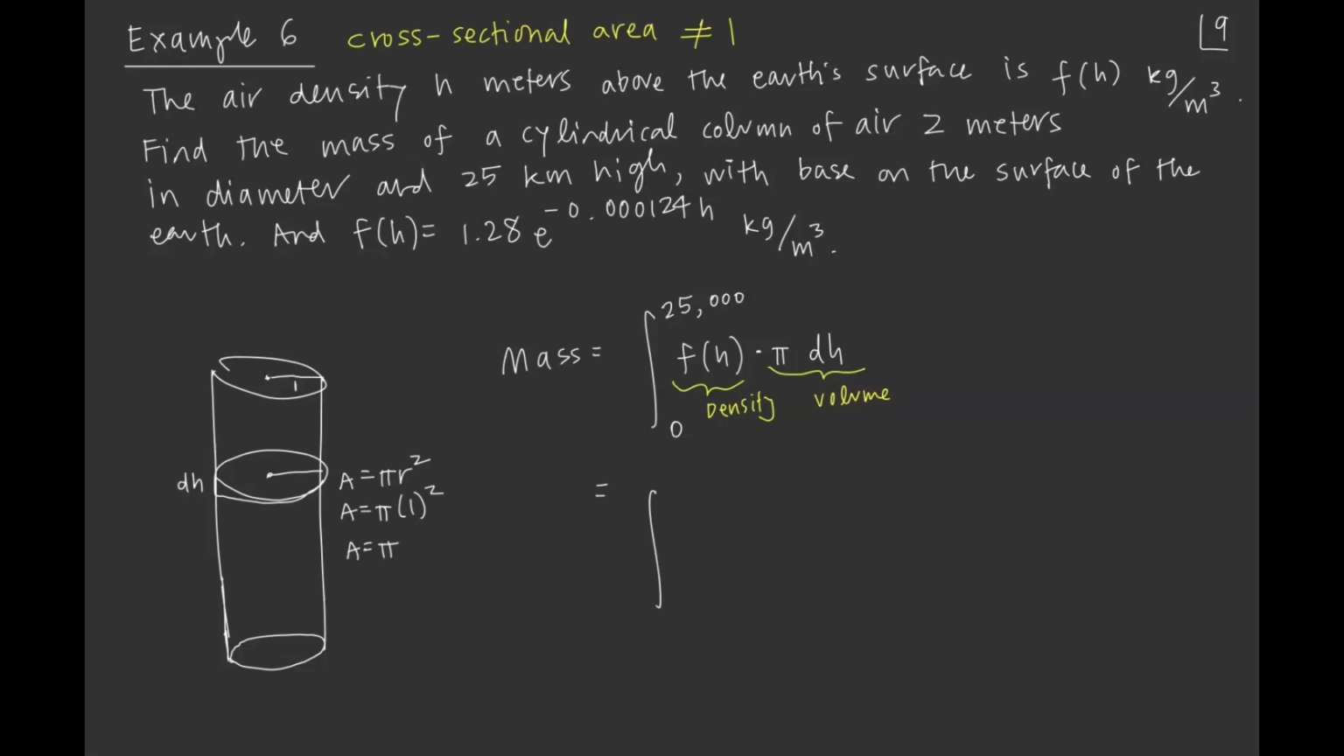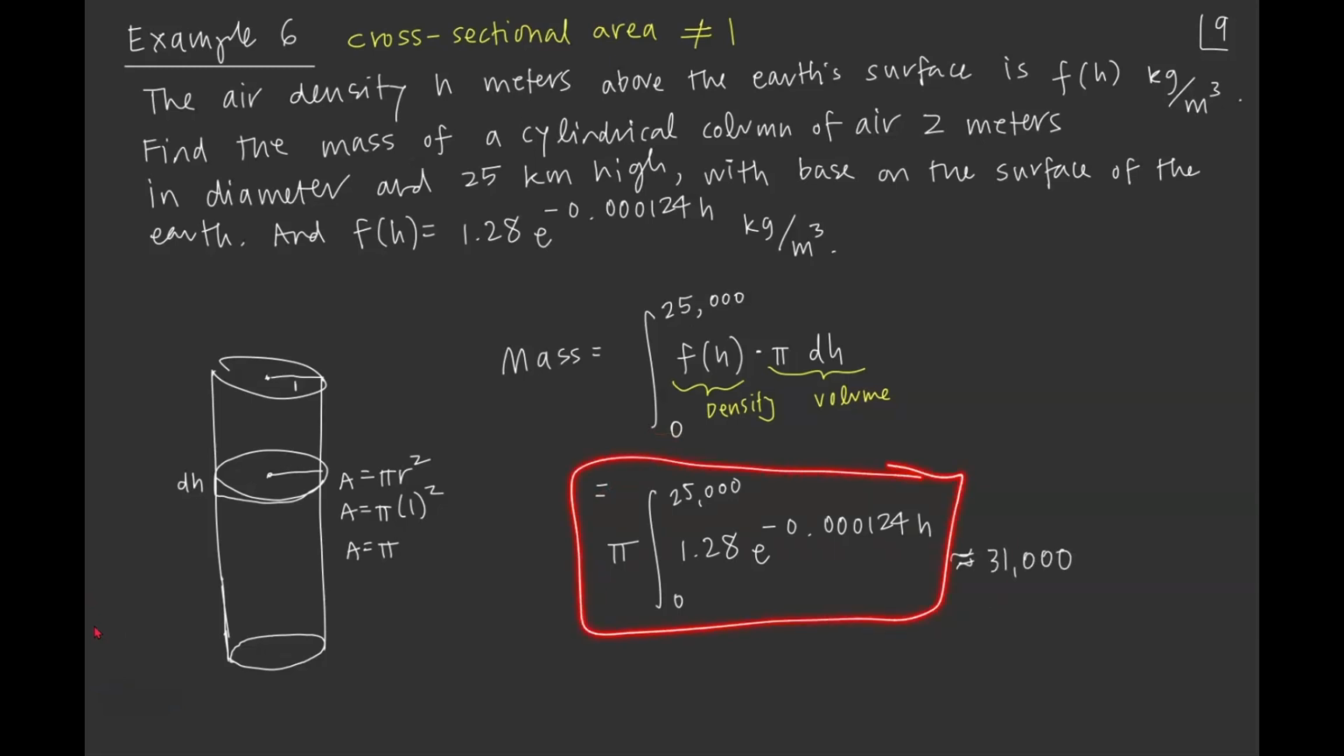So the mass is going to be the integral from 0 to 25,000 of this function, and I'm just going to copy it here. This is our density function. And we'll let the pi come out front, and then we'll let Desmos calculate all of this. Once you calculate it out, it ends up being about 31,000. Now we have to think about what the units are. The mass is in kilograms, so it's in kilograms.